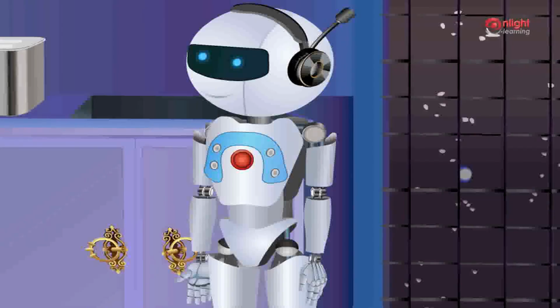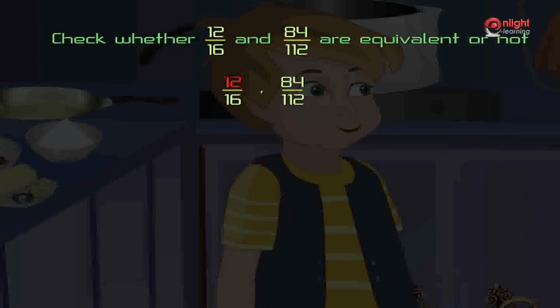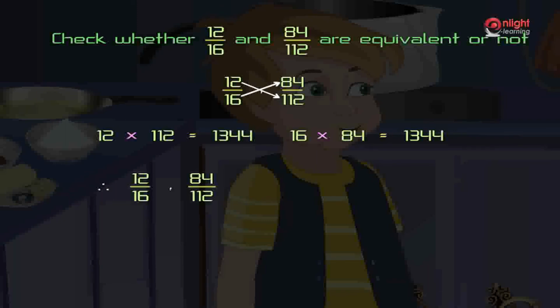Now, use this method to check whether 12 by 16 and 84 by 112 are equivalent or not. We should check whether the product of the numerator of the first fraction and the denominator of the second fraction is equal to the product of the denominator of the first fraction and the numerator of the second fraction. 12 multiplied by 112 gives 1344 and 16 multiplied by 84 is 1344. Both are equal. Therefore, 12 by 16 and 84 by 112 are equivalent fractions.